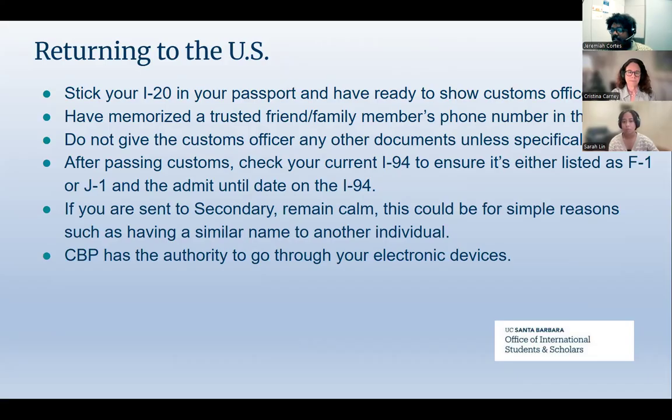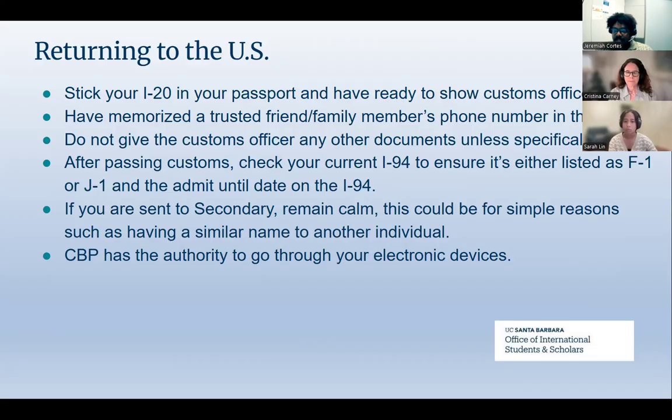And then once you're back in the US, go ahead and check your I-94 record. We ask that you do that just to ensure that you have been returned to the U.S. in J or F1 status, and then check your duration, your admit until date. It should show DS for duration of status in the admit until date section.